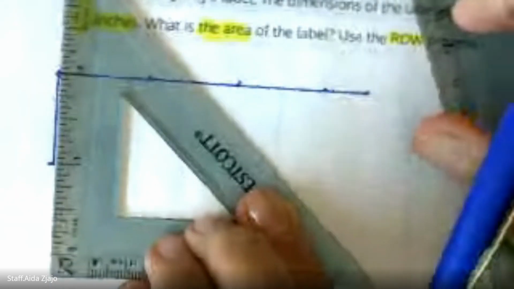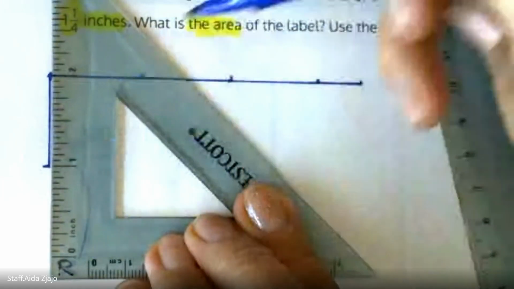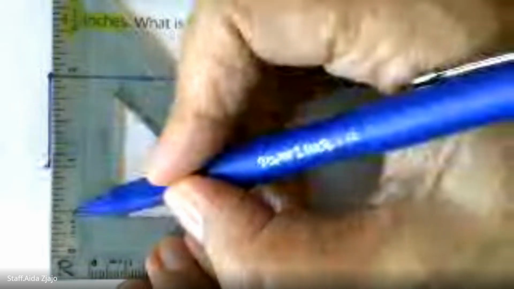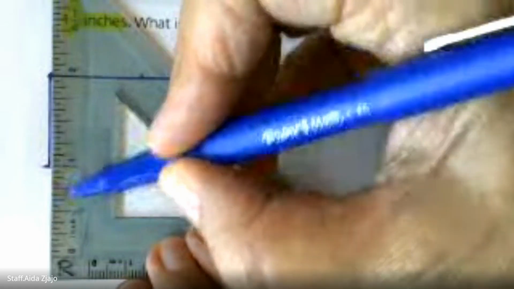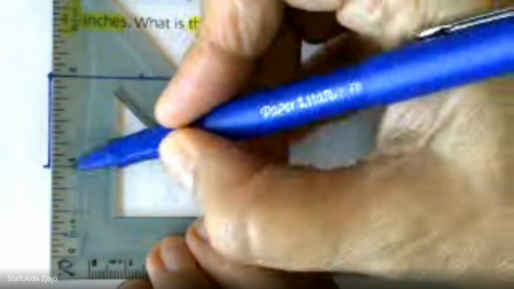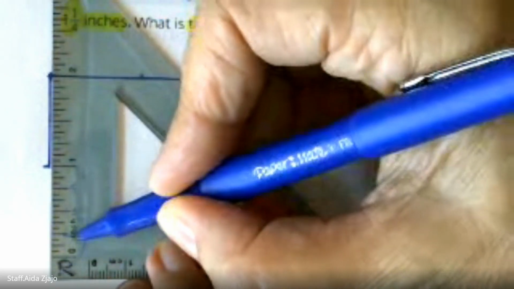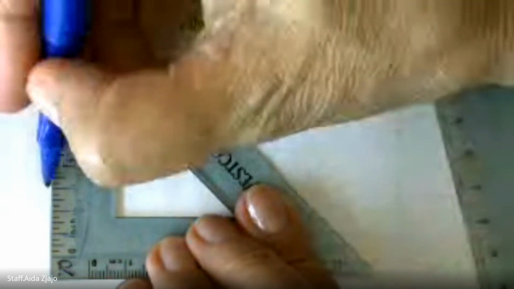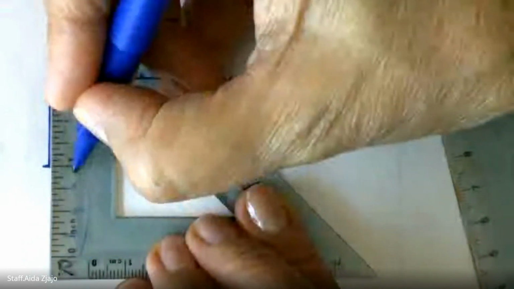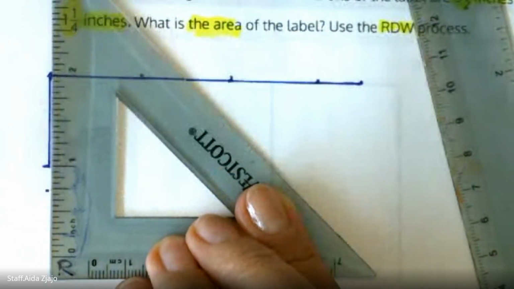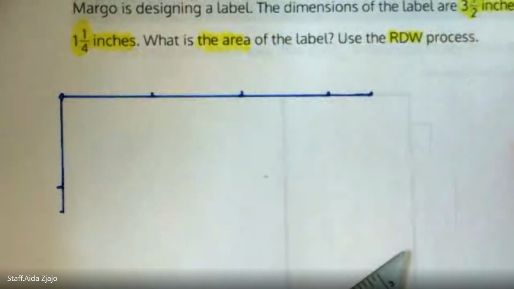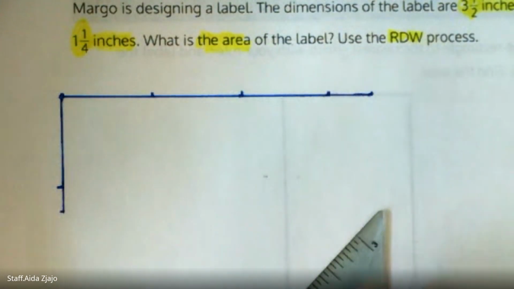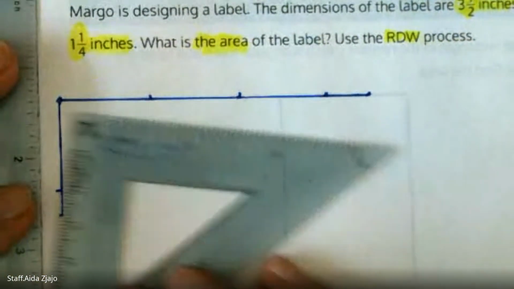So here is the whole inch, here is 1/2 inch. If I cut the 1/2 inch into halves, then I will have 4 pieces. So 1, 2, 3, 4. One of these, this much, is my 1/4. So I'm going to connect that. Now I do have 3.5 inches and I have 1 1/4. So I'm going to now create that label.